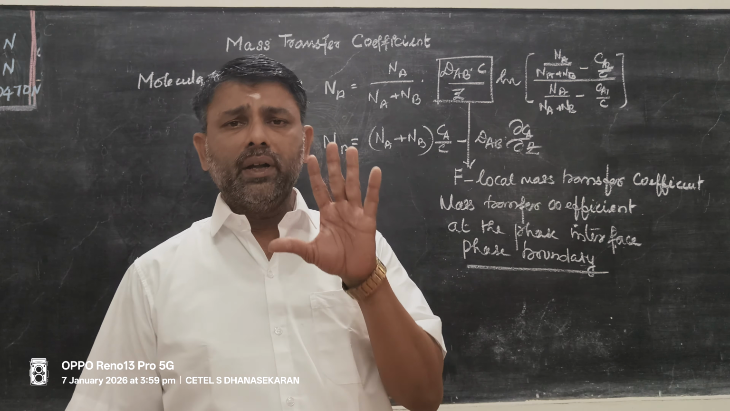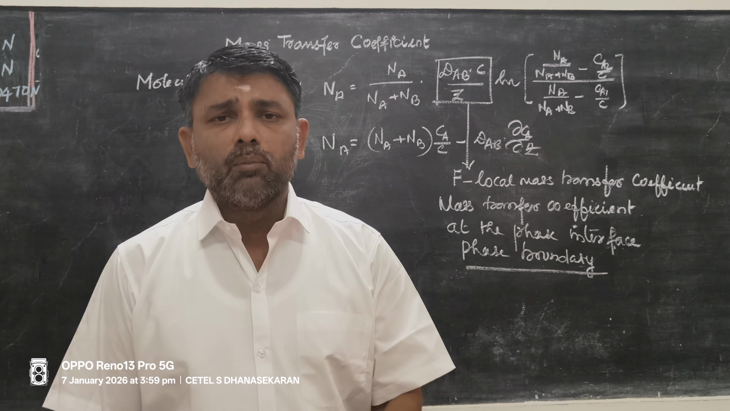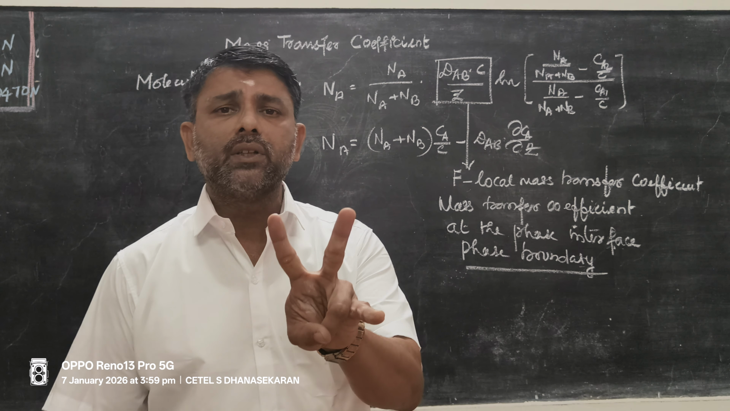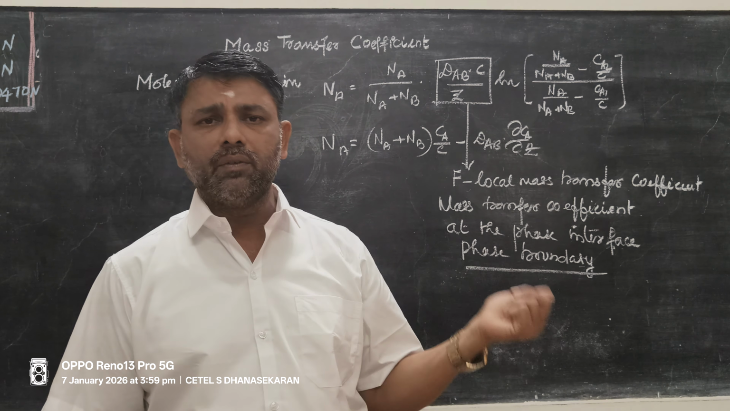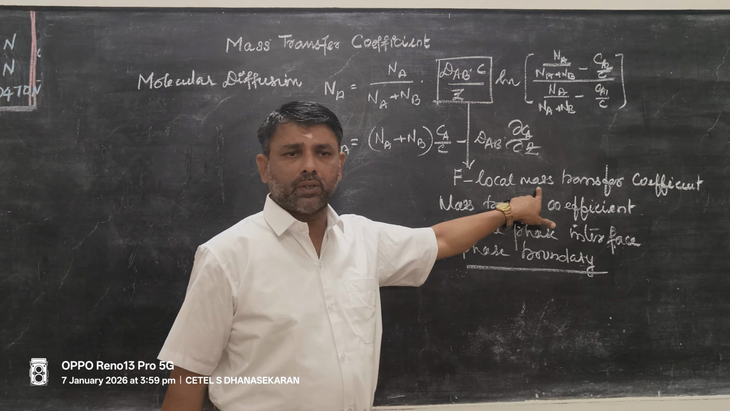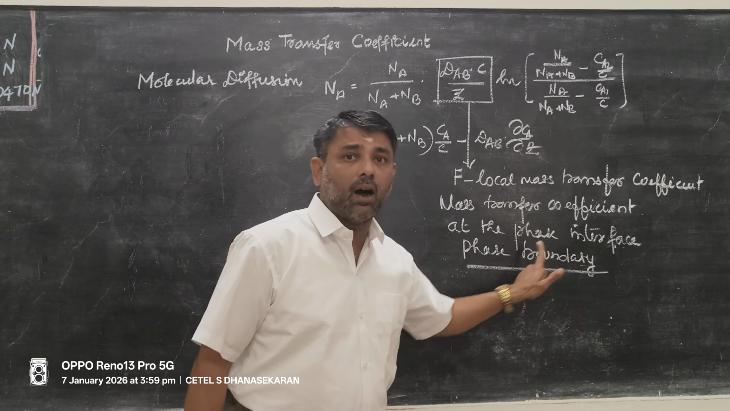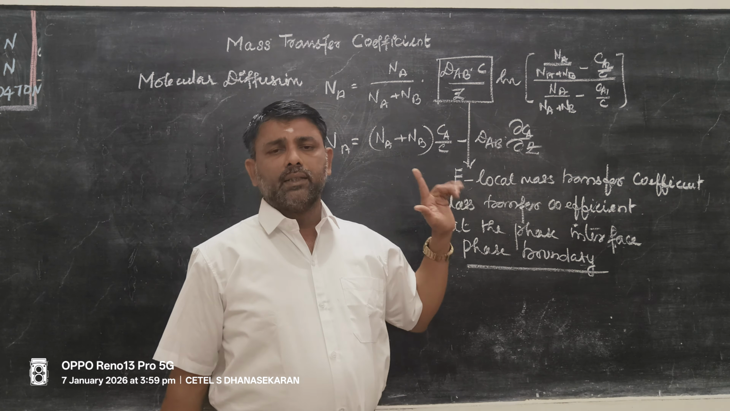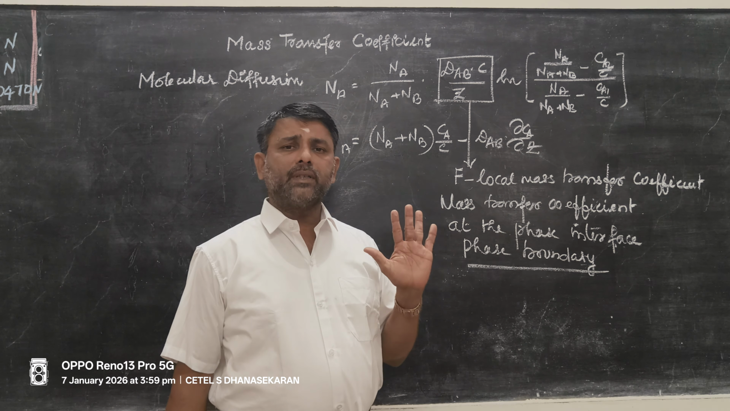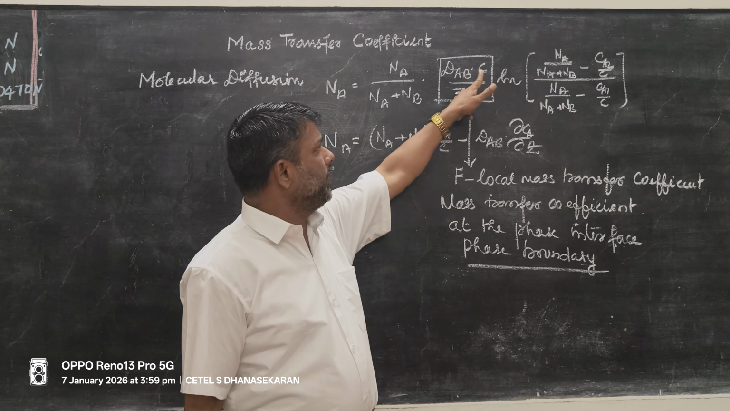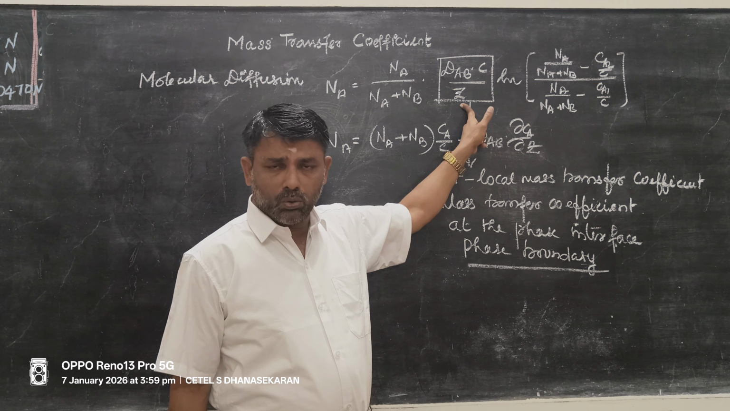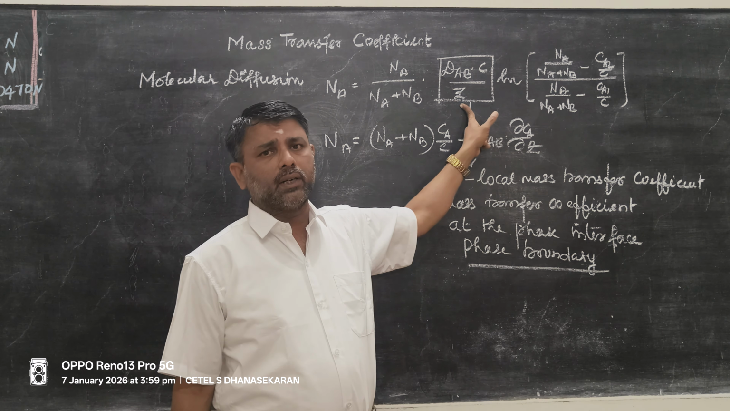The thing is, so far we have discussed mass transfer in a single phase system. Now we are entering a two phase system. That is why instead of diffusion coefficient we are entering into a mass transfer coefficient: the mass transfer coefficient at the phase interface or phase boundary. The kinetic theory of gases supports this as much as possible, that is DAB into C divided by Z is the local mass transfer coefficient, or mass transfer coefficient at the phase boundary.